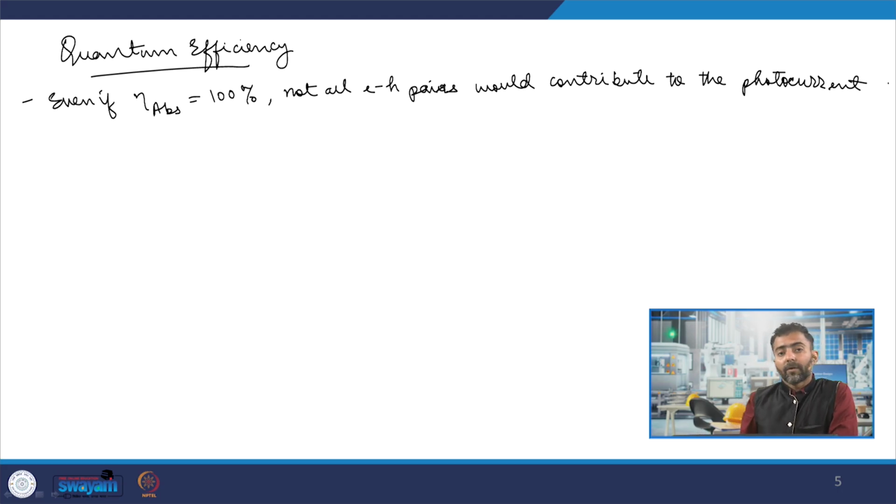So, that is something important to look at. Out of all the photons which are incident, the first thing is that you are absorbing some portion of the photons. So, that is the absorption efficiency.